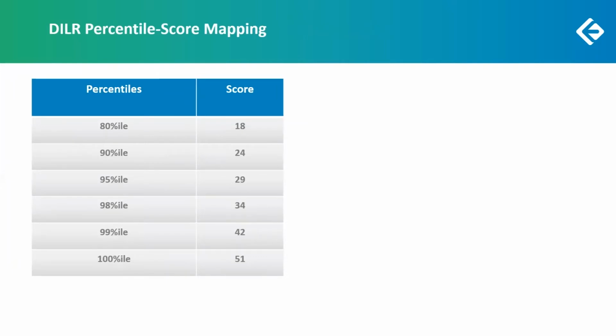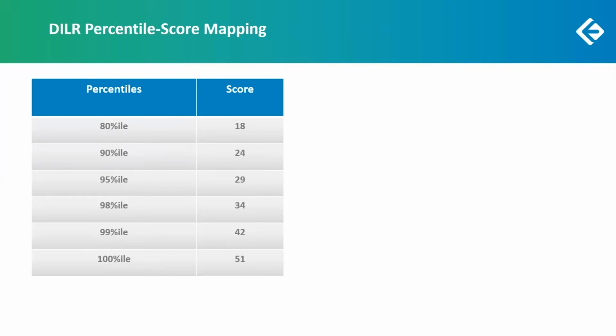So the 80 percentile cutoff for the DILR for this paper was 18 marks, 90 percentile cutoff was 24 marks, 95 percentile cutoff was 29 marks, 99 percentile cutoff was 42 marks, and 100 percentile cutoff was 51 marks.